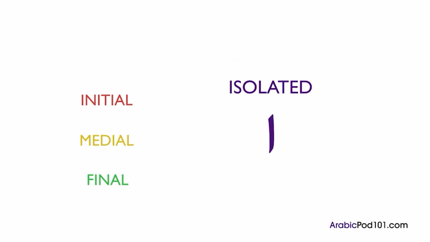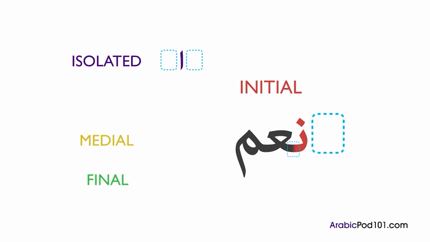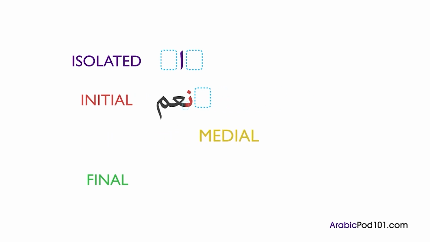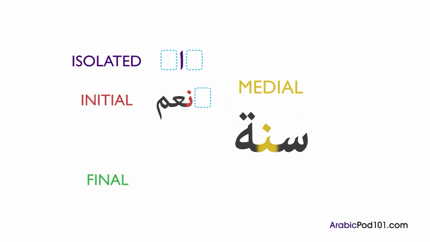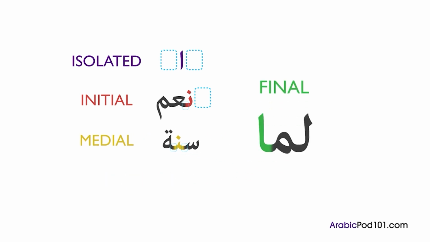Isolated means that the letter has no letters before it or after it. It's the standard form we learned just a few minutes ago. Initial means that the letter lies in the beginning of a word, so it's connected to the letter after it, but has no letters before it. Are you confused because the initial position connects to the letter to the left of it? That's because Arabic is written from right to left. Medial means that the letter is connected from back and front to other letters. And final means that the letter is the last letter in a word, so it's only connected to the letter before it.